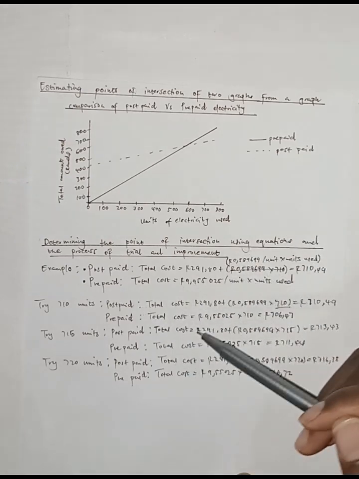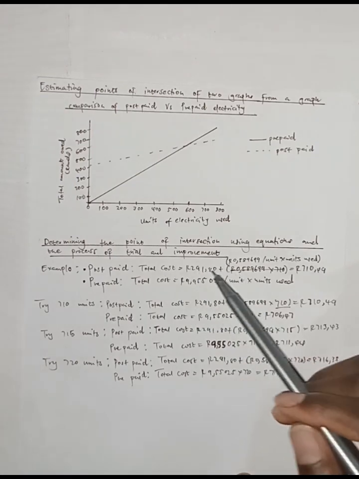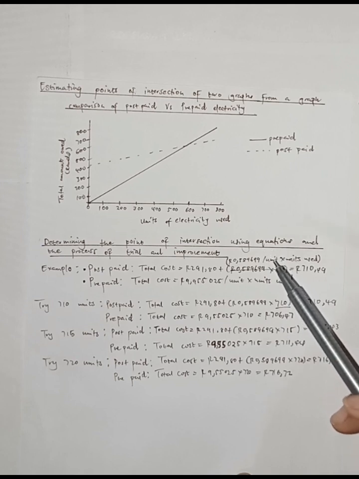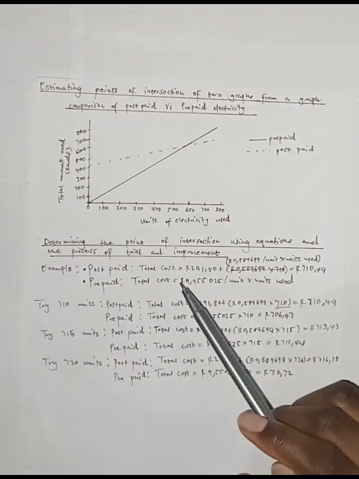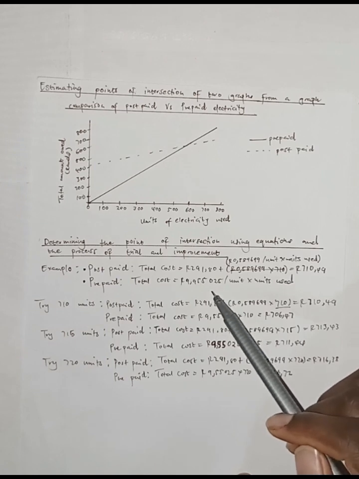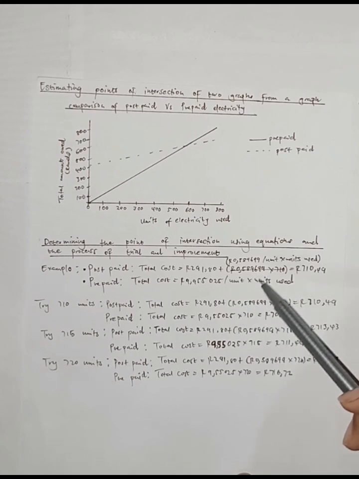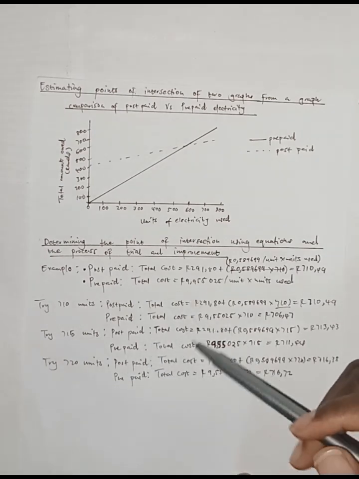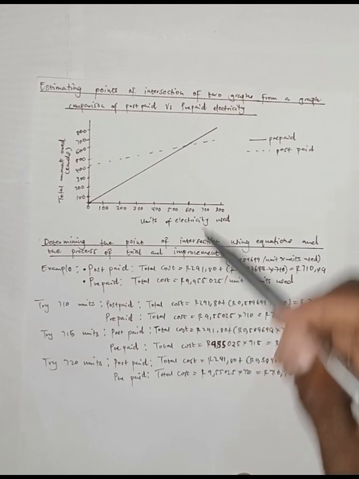So for example, we have this equation for postpaid: total cost is equal to 291.80 plus 0.589699 times units used. That's the equation for this. And then we have prepaid: total cost is equal to 9.95525 times units used. So let's try 710 units. Remember, this is a trial. So we try using 710 units to find the point of intersection here.